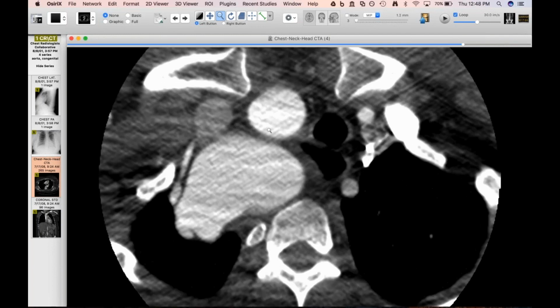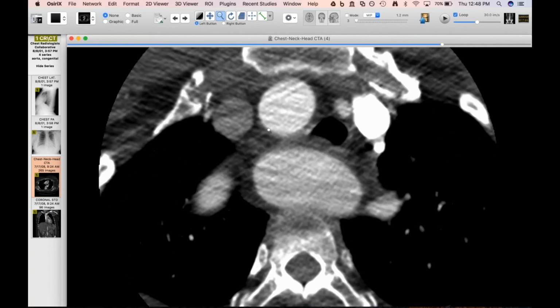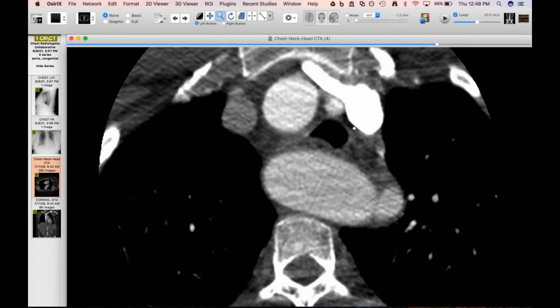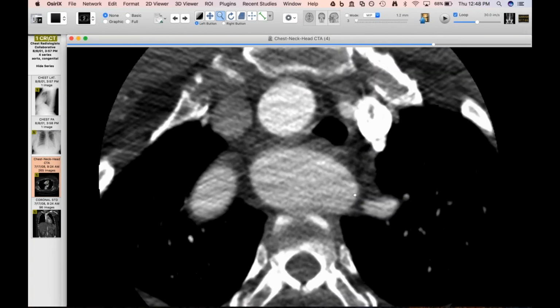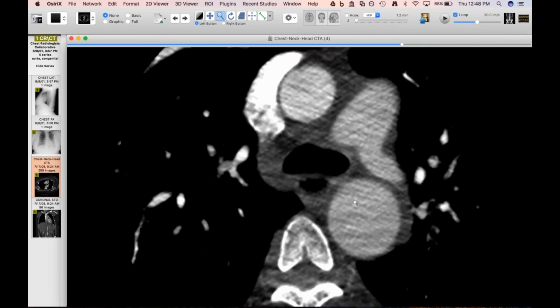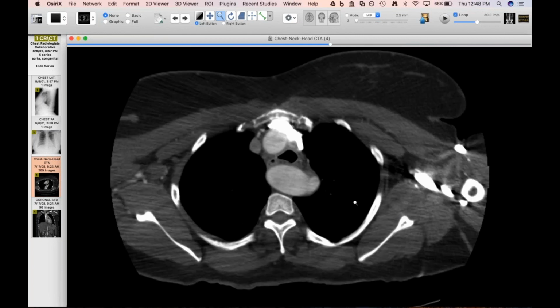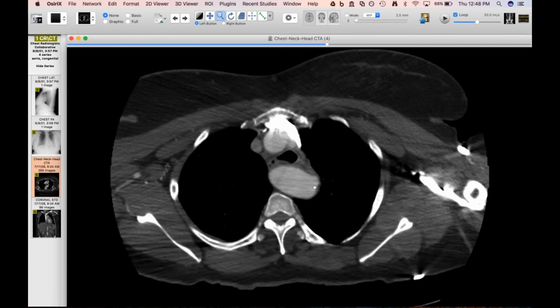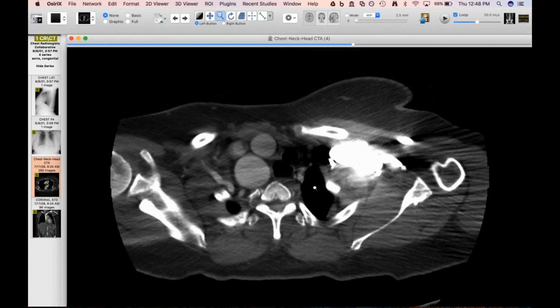But this one was even more interesting because I don't know if it's a double arch with an atretic segment, based on where the left carotid is and the fact that it's a right or left-sided descending aorta. But I agree this is certainly going to be a cervical arch, but also a weird variant.